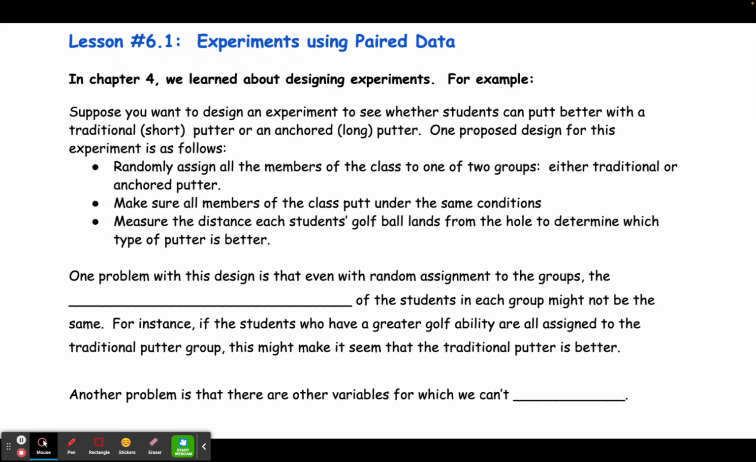more accurate putts. Now, one problem with this design is that even with random assignment to the groups, the ability of the students in each group might not be the same. For instance, if the students who have greater golf ability are all assigned to the traditional putter group just by chance, this might make it seem that the traditional putter is better. Another problem for this is that there are variables for which we can't control.